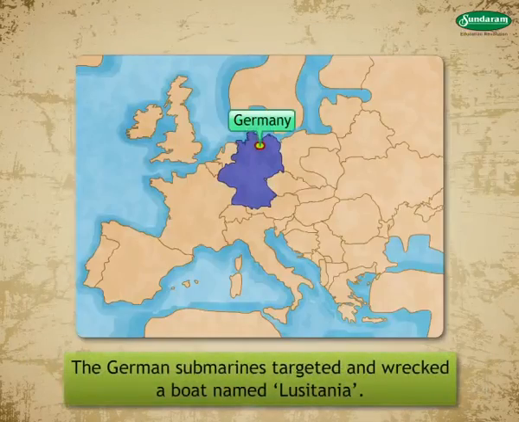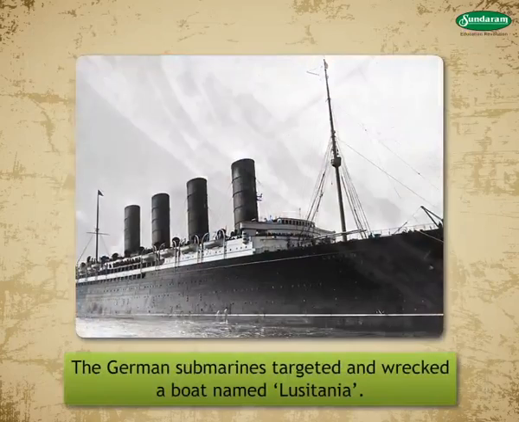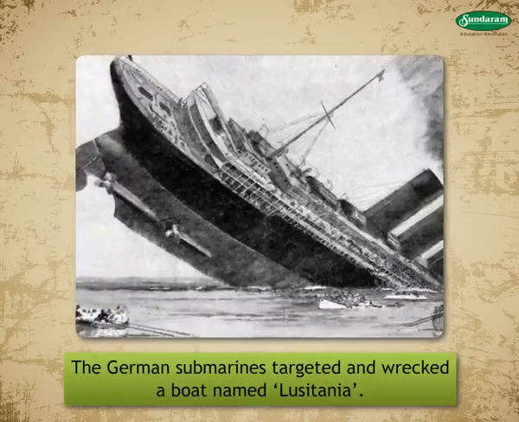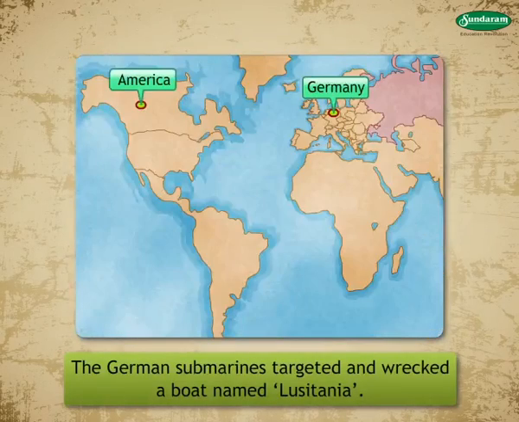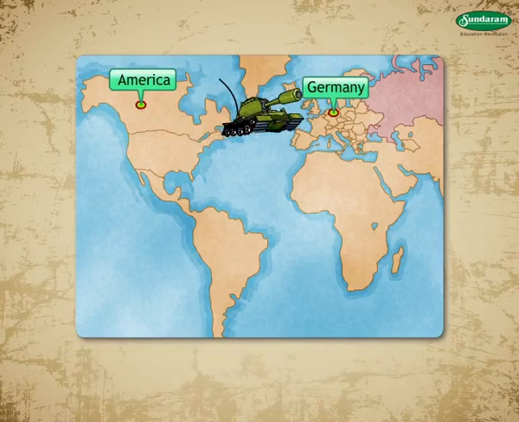The causes of World War I. The German submarines targeted and wrecked a boat named Lusitania. Several American passengers on board were killed. In spite of all the warnings issued by America, Germany kept using submarines. Finally, on 6 April 1917, America waged a war against Germany. The American involvement in the war strengthened the position of the Allies.